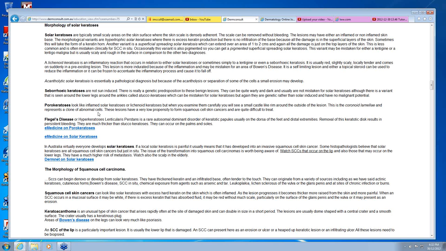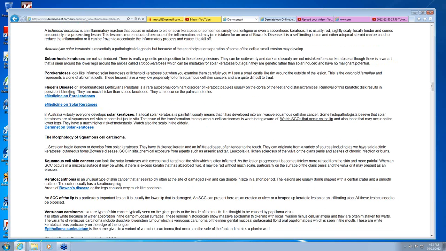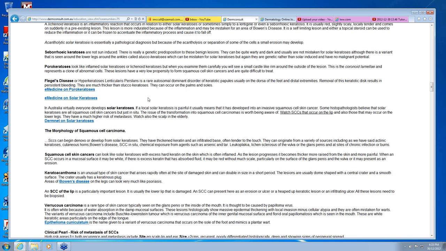Once you get your eye in those, you'll pick them up, but look at some of the pictures in the video there. Flegel's disease, hyperkeratosis lenticularis perstans. Rare disorder. We had a case of this recently that came up in the derma. One of the dermatologists put a case up, and I must admit I didn't quite recognize it. One of my colleagues did. So maybe have a little look up about that.